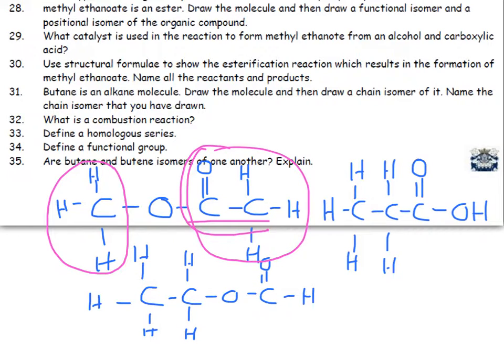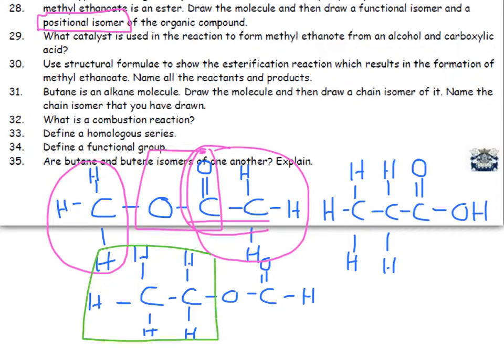If I want to get a positional isomer, I just want to change the position of this functional group over here, which is your ester functional group. So instead of methyl ethanoate, I'm going to go ethyl methanoate, and that means that the functional group has changed position. If I need to create a functional isomer, that means I need to change the functional group.